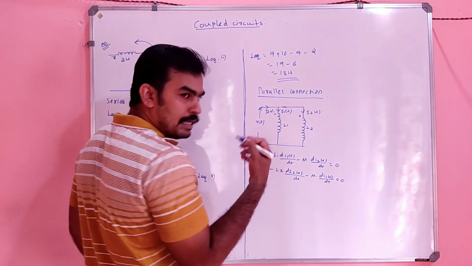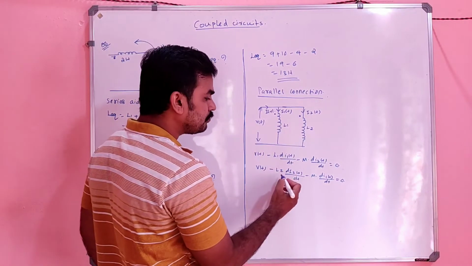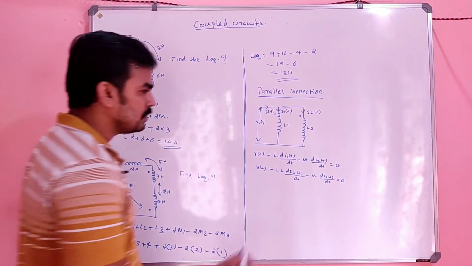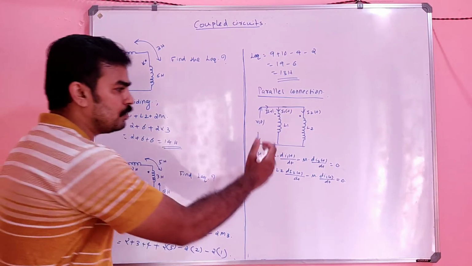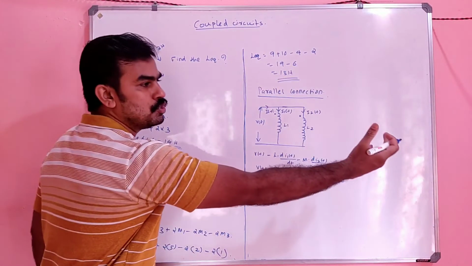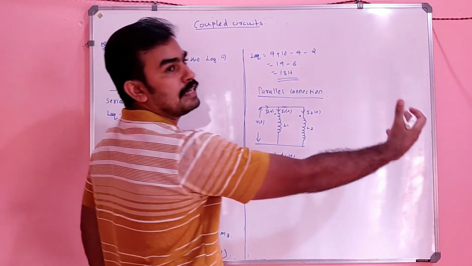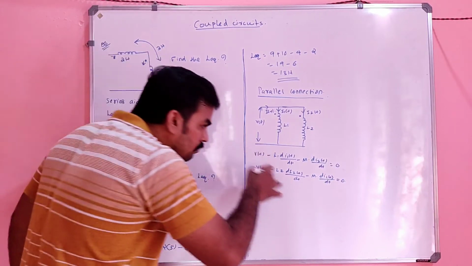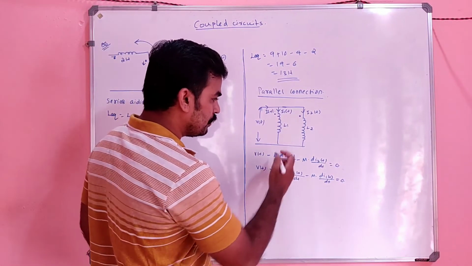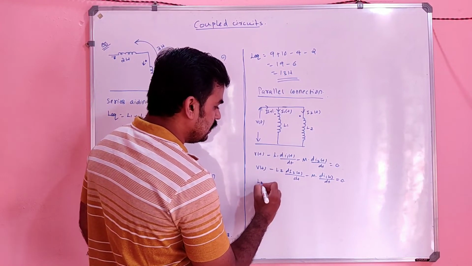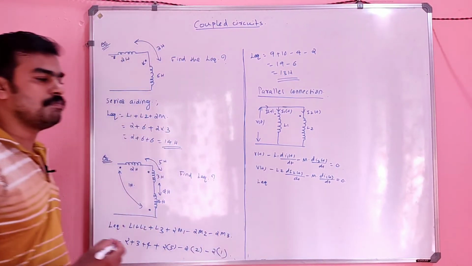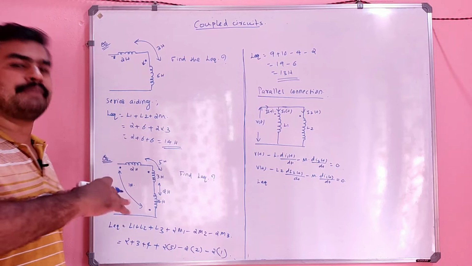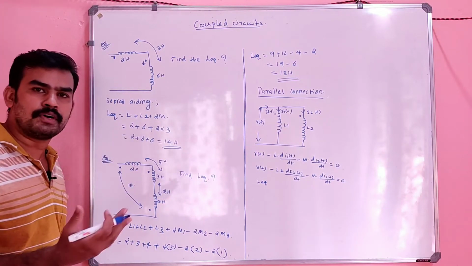And again V of t can also be written in terms of L2 into di2 of t minus M into di1 of t divided by dt equal to 0. In the same manner, first focusing on L1 and considering the mutual inductance of the second, next focusing on the second and considering the mutual due to the first coil. If you solve these equations, we can say that L equivalent is L1 plus L2 plus or minus 2M: plus 2M for series aiding, and minus 2M for series opposing.